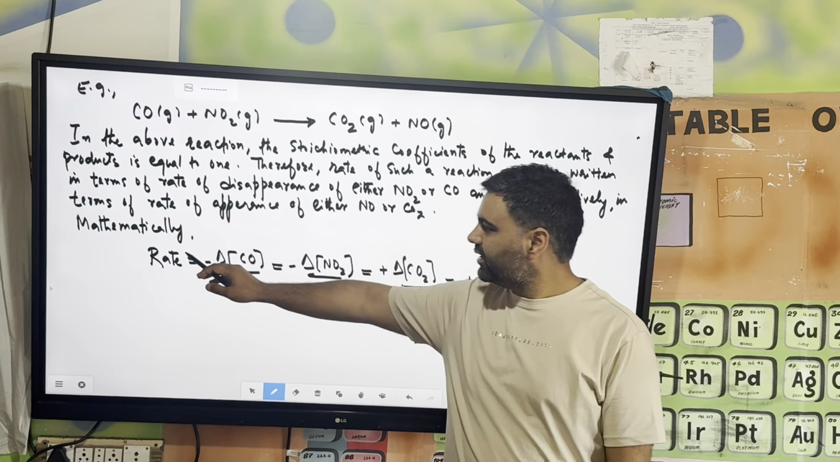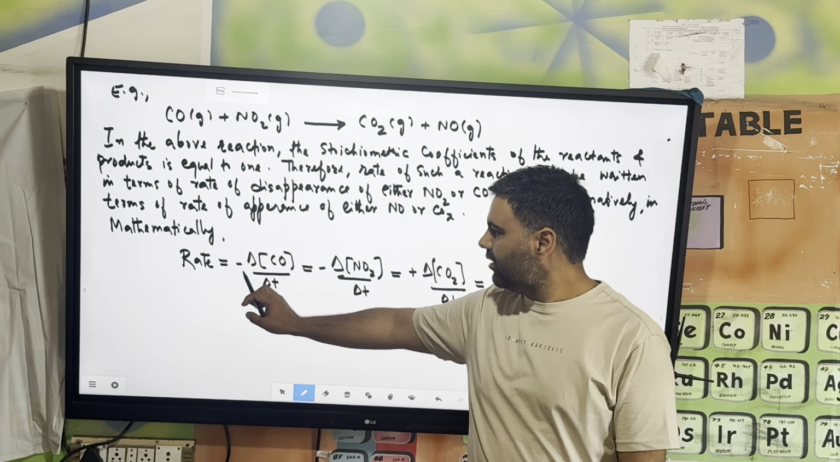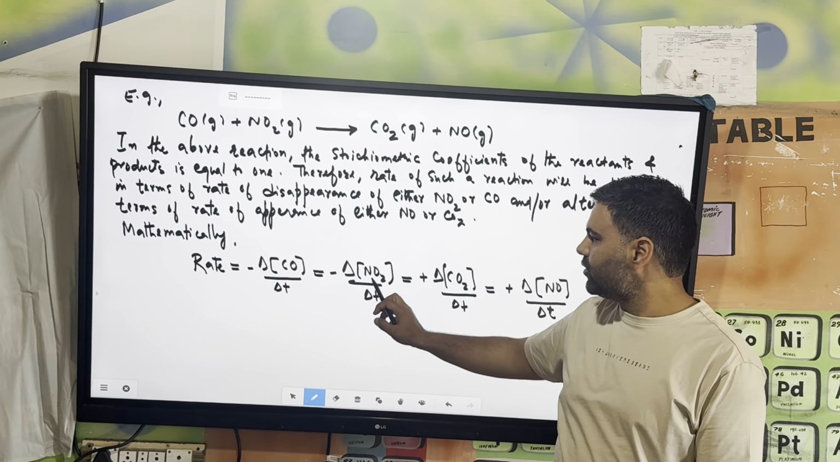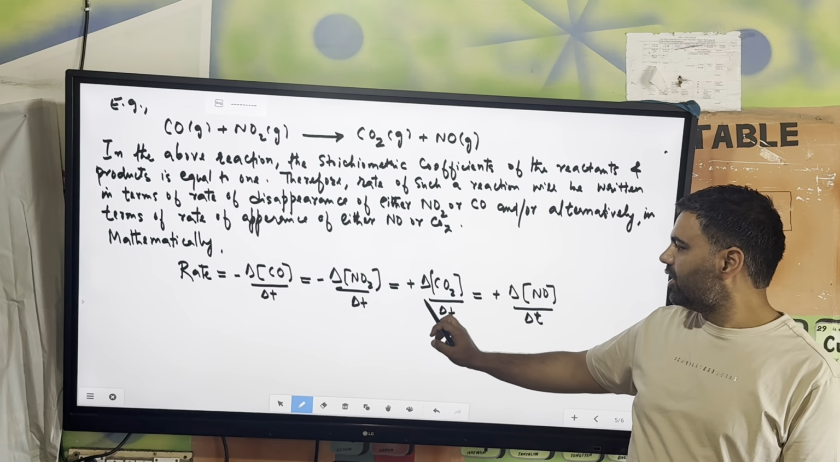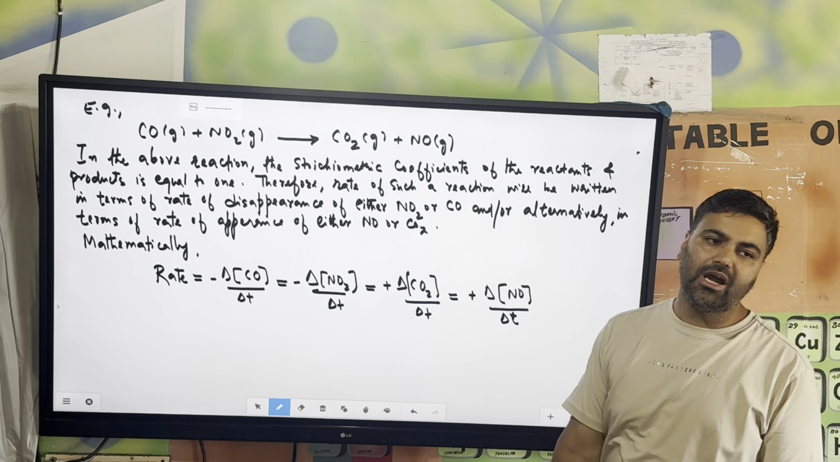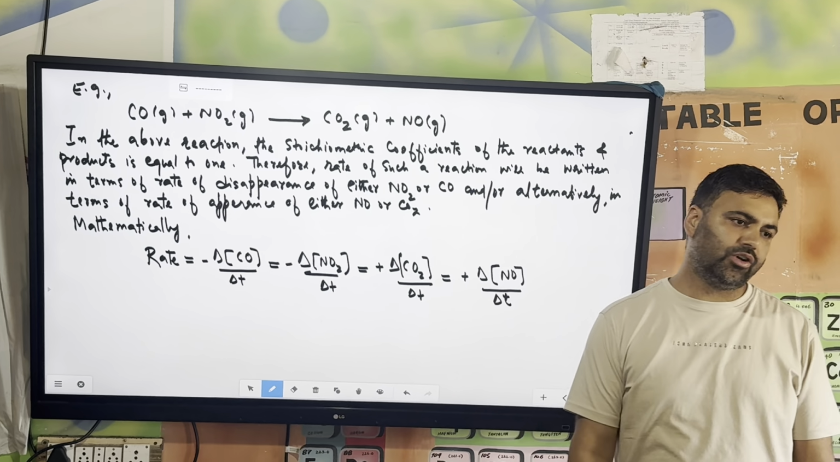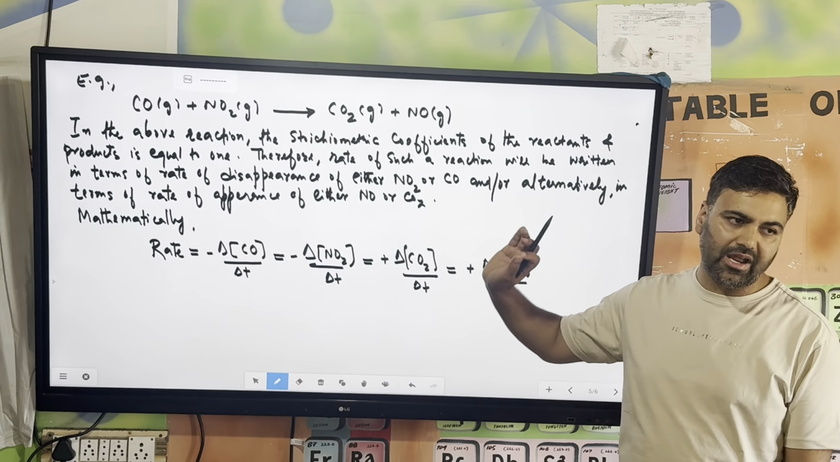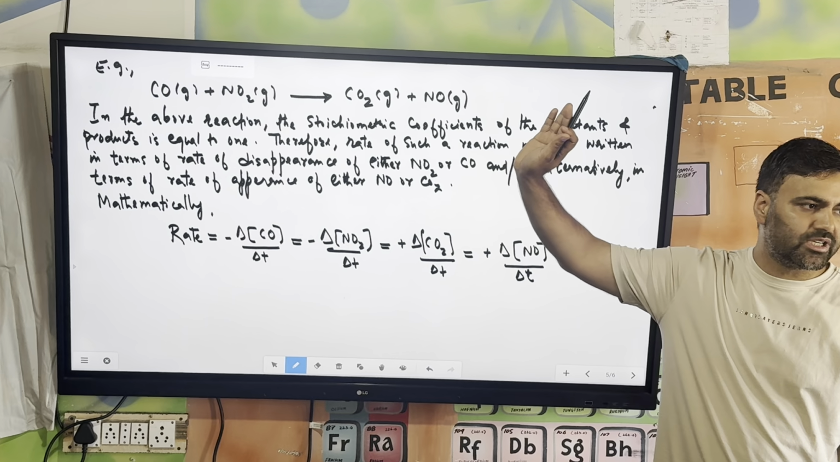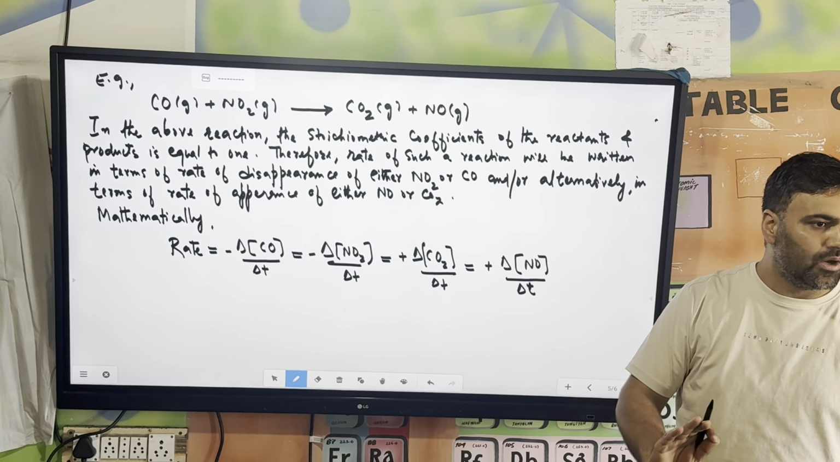So that is why the rate will be written as the rate of disappearance of carbon monoxide, which will be equal to the rate of disappearance of nitrogen dioxide, which will be equal to the rate of appearance of carbon dioxide, which will be equal to the rate of appearance of nitric oxide. So that way we can write the rate of the reaction for such a type of reaction, where the stoichiometric coefficients of the reactants and the products is equal to 1.